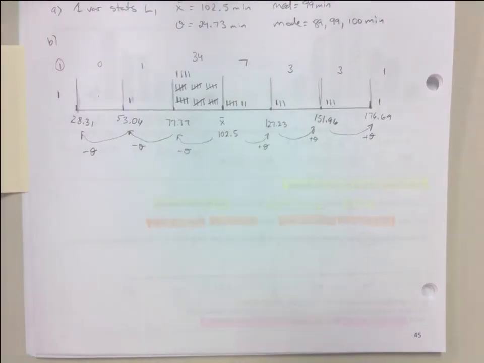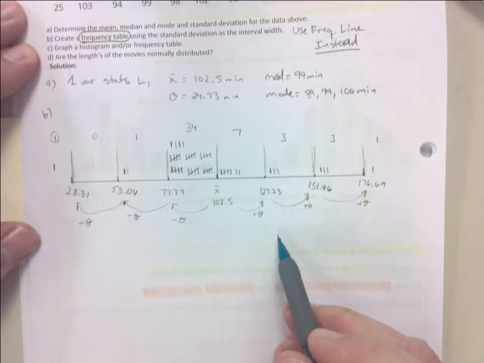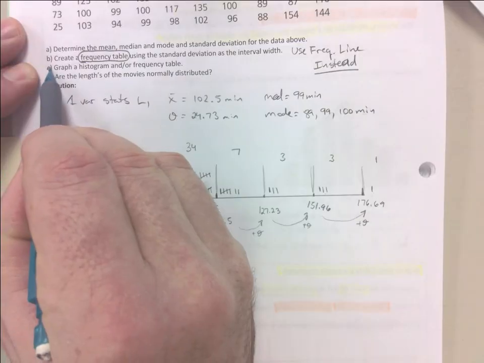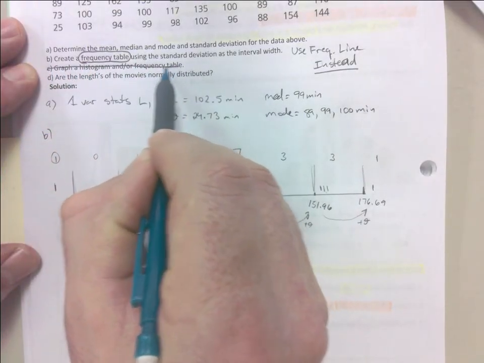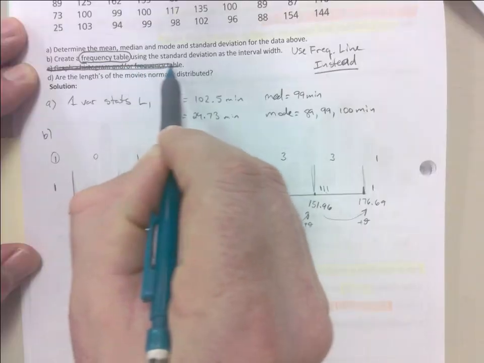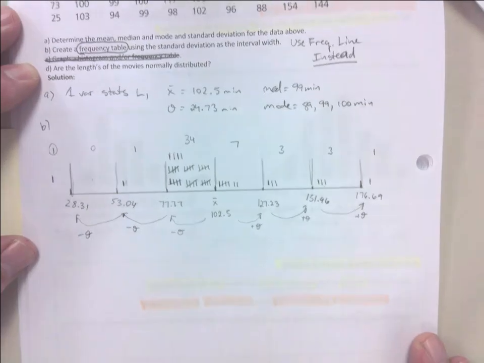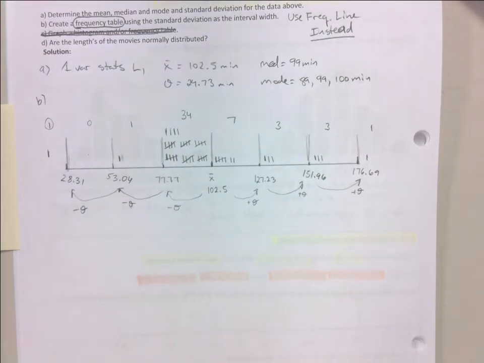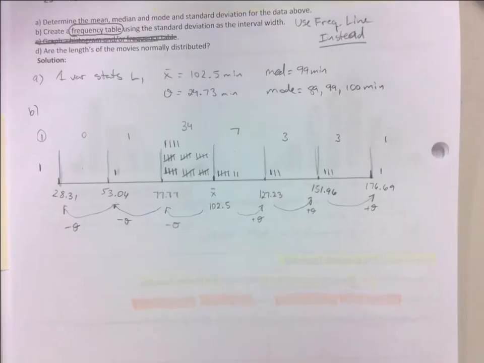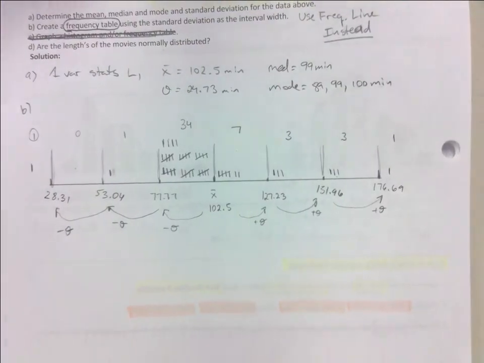Now, we're going to skip creating a histogram. Okay, actually cross that out. I will never ask you to do that in this situation. Are the lengths of the movies normally distributed? So I want you to make sure you copy this down first. So if you're still copying, make sure you have all those values in there.